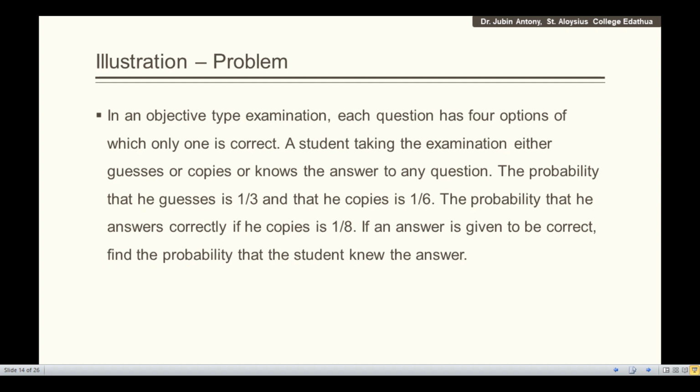In an objective type examination, each question has 4 options of which only one is correct. A student taking the examination either guesses or copies or knows the answer to any question. The probability that he guesses is 1 by 3 and that he copies is 1 by 6. The probability that he answers correctly if he copies is 1 by 8. If an answer is given to be correct, find the probability that the student knew the answer.